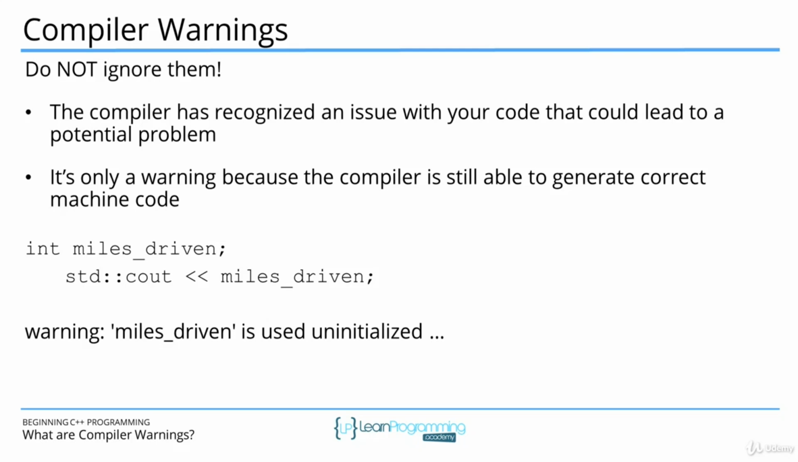In this example, we've declared a variable called miles driven, and it's an integer. It can hold any kind of whole number. Then on the next line, we display the value of miles driven to the console. The compiler produces a warning here. It's warning us that you've used the variable miles driven, but you never initialized it. So in other words, the value that it contains could be anything. Once again, don't ignore compiler warnings. Many programmers treat them as errors and fix the potential issues up front. Let's head over to CodeLight and we'll see some of these warnings.